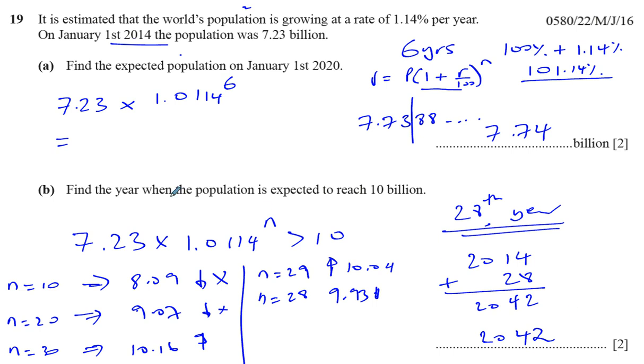That's what they're asking. They ask to find the year when the population is expected to reach 10 billion. It's during that year it's going to reach 10 billion. It's not asking at the end of which year will it have reached 10 billion. It's asking in which year will it reach 10 billion? During which year? Which is 2042. And there we have our answer.